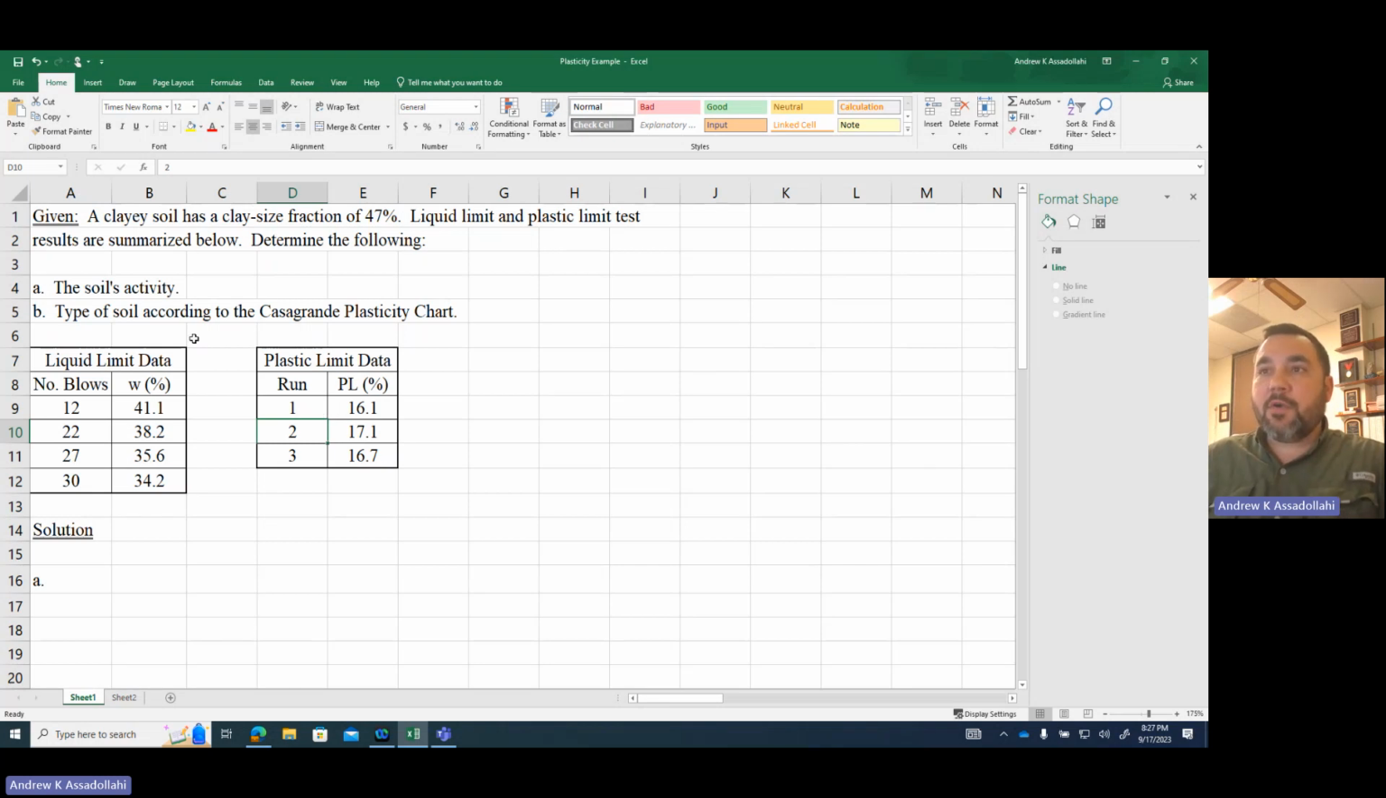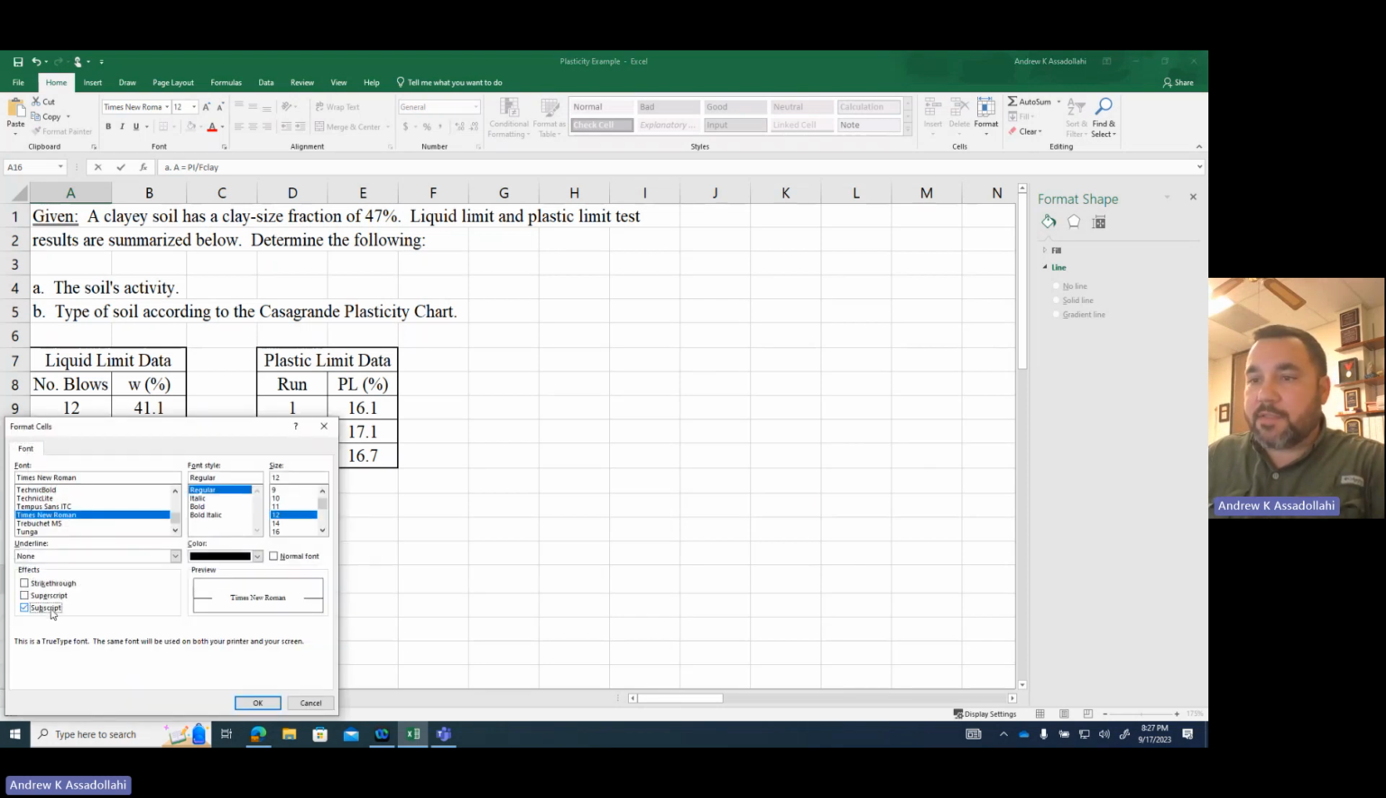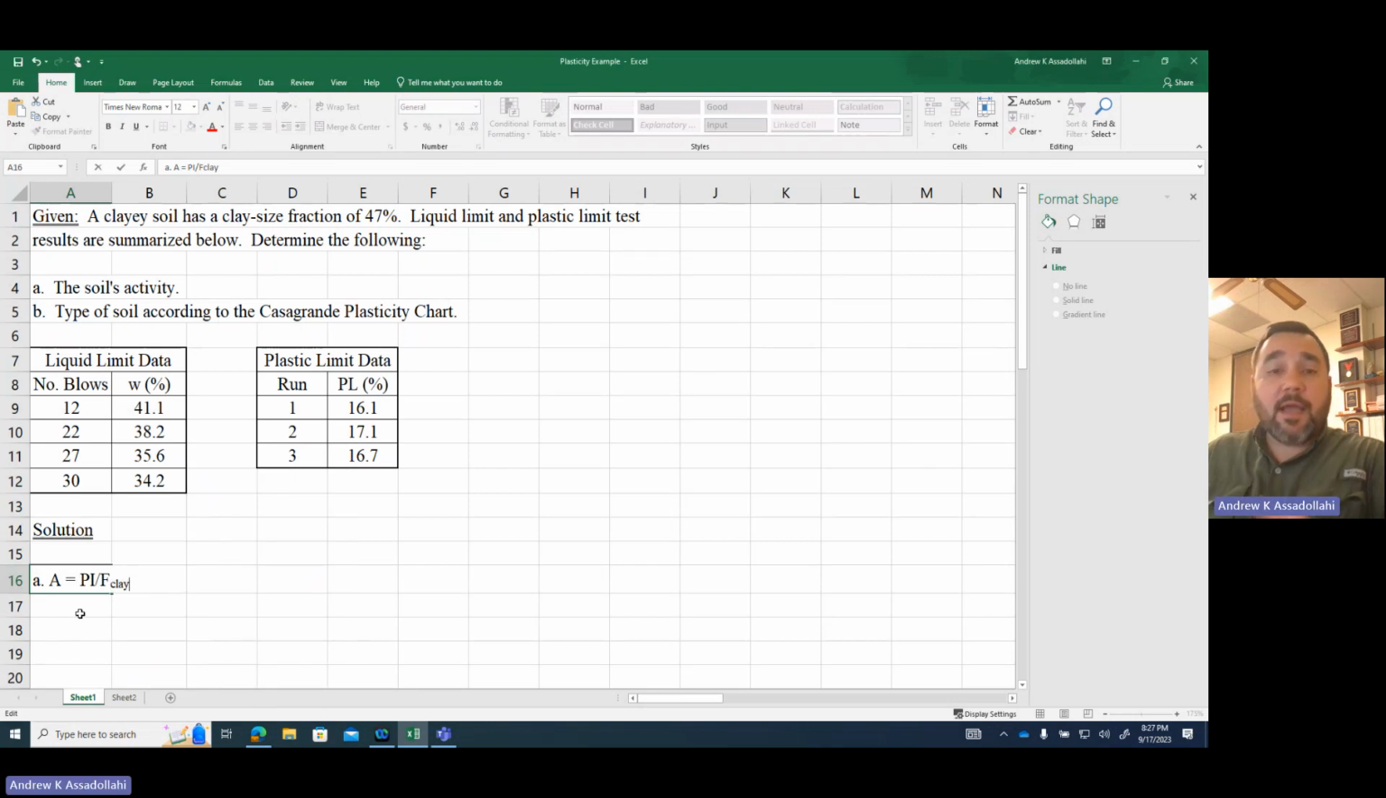So to get started in calculating the soil's activity, let's say solution part A. Activity is given as the plasticity index divided by the clay fraction, so we're going to say F sub clay. And again, this is the general calculation for activity. If you remember, activity represents a soil's potential to swell. So a high activity, usually greater than 1.0, means that the soil has potential to swell when it's in the presence of moisture. Okay. So do we have F clay?